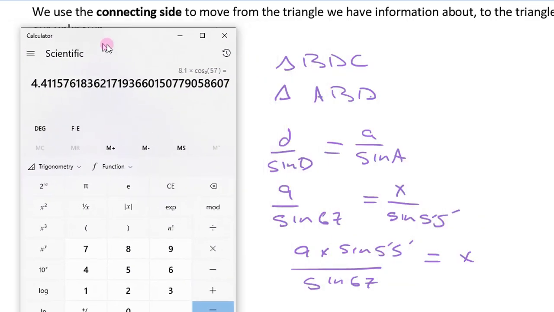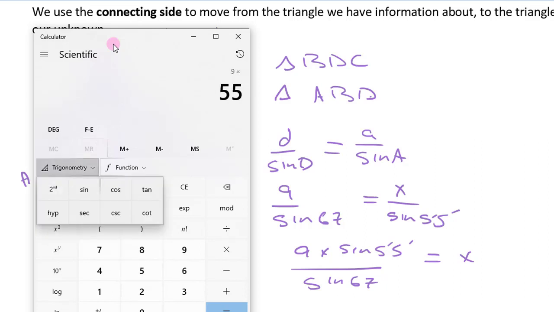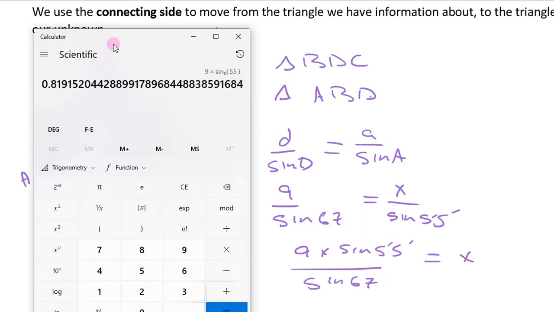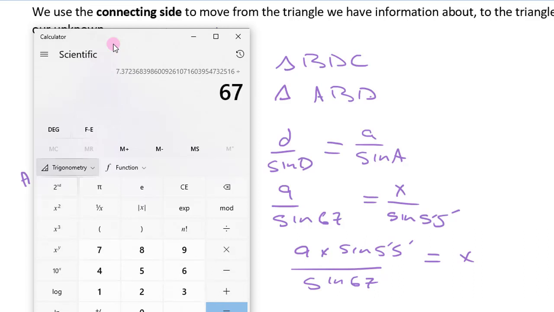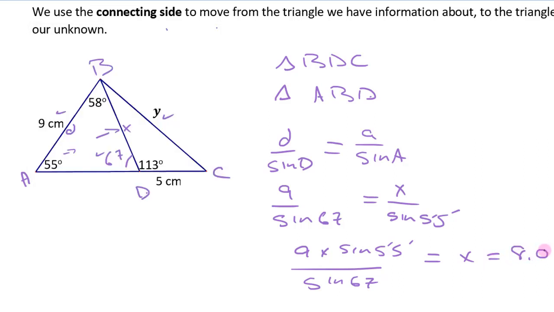Pulling my calculator up, I enter in 9 times sine of 55. I'll hit equals, divided by sine of 67, and then equals again. So that means that X is going to equal 8.0. I'll mark that on our diagram.